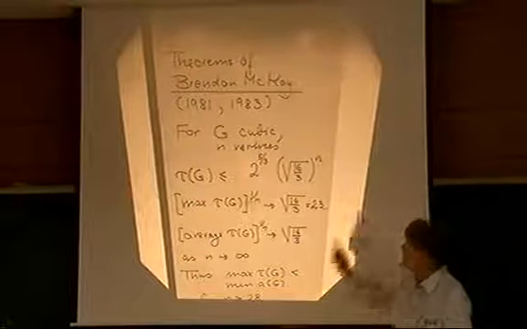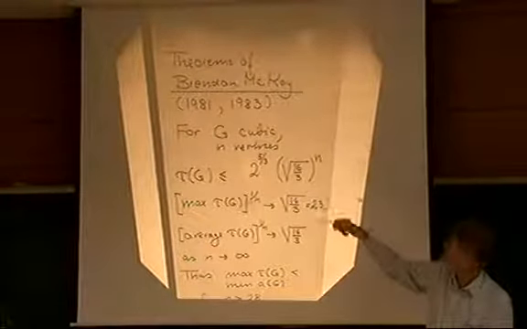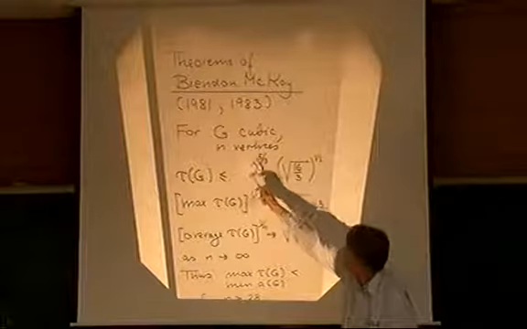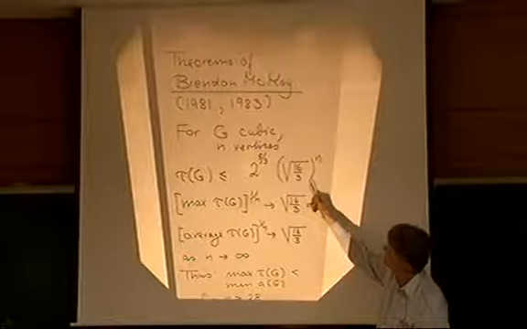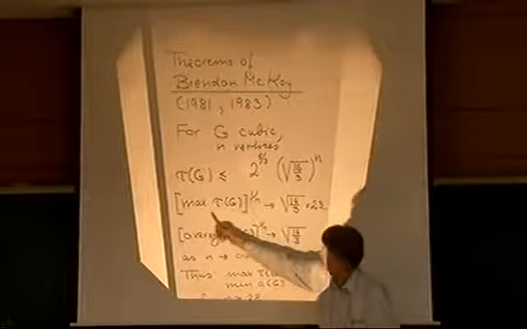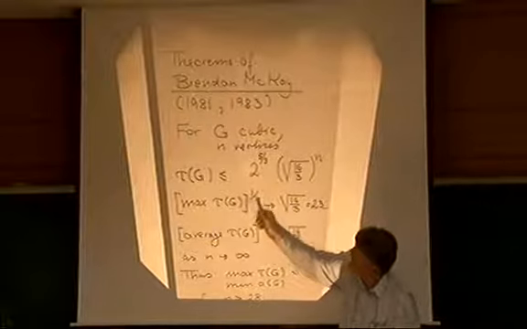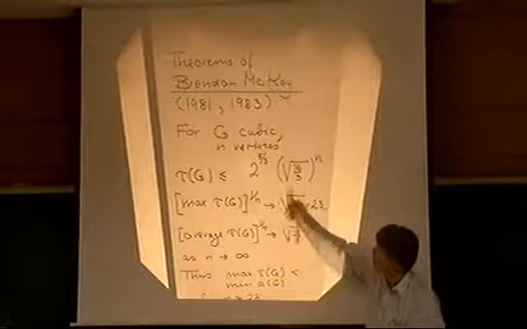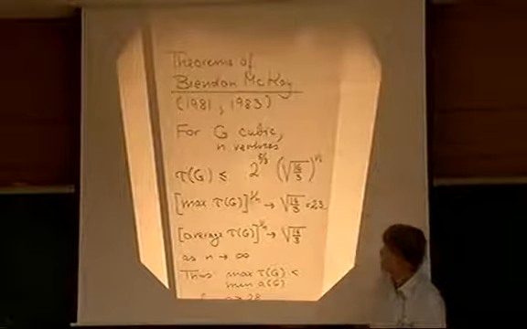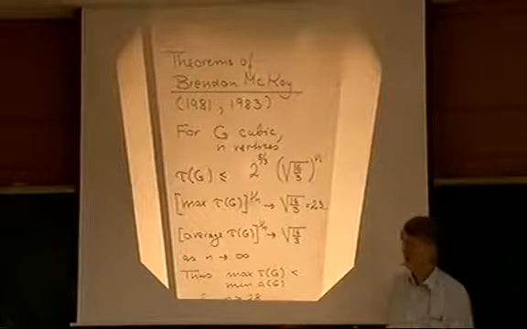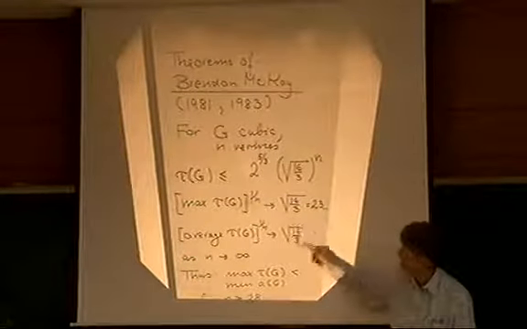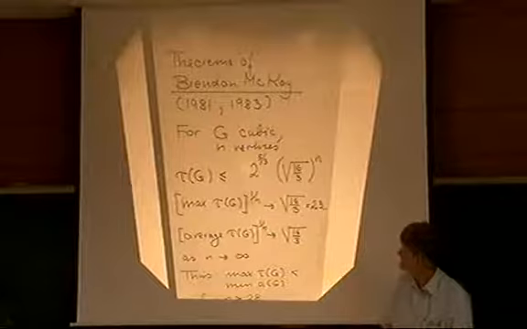How does this relate to the Marino-Welsh conjecture? Well, here are some beautiful theorems of Brendan McKay. He proved that if you have a cubic graph with n vertices, then the number of spanning trees is at most this number. Another way of saying this is that the maximum number of spanning trees, if you take the nth root of that, will converge to this number, which is 2.3 something. He also proved that the same thing happens with the average number of spanning trees. It also, when you take the nth root, will converge to this special number.